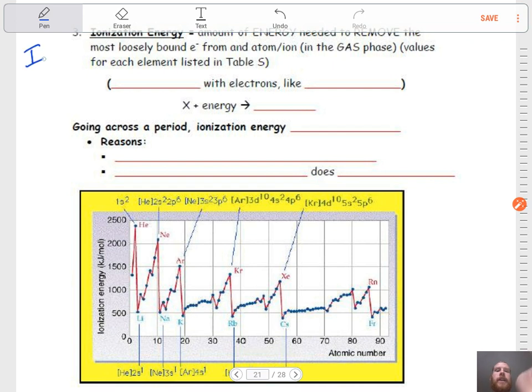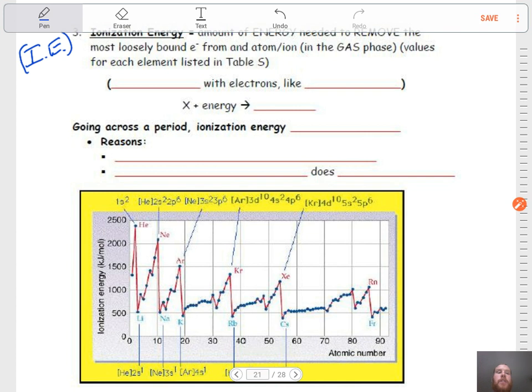So ionization energy, I call it IE. Kind of abbreviate it a little bit, so you don't have to write the whole word out. Now, if you break it down, ionization energy. So ionization meaning ion, so it's the energy that's needed to remove the most loosely bound electron from an atom or ion in the gas phase. Values for each element are again listed in Table S, much like a lot of the other trends that we're talking about here. So really, just keep it simple. It's the amount of energy it takes to form an ion. That's what ionization energy is.